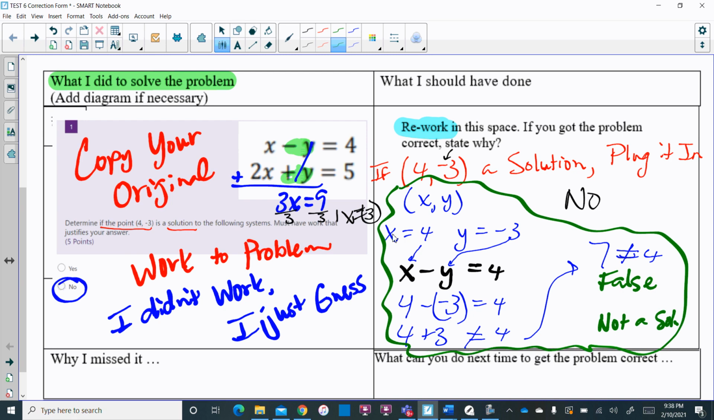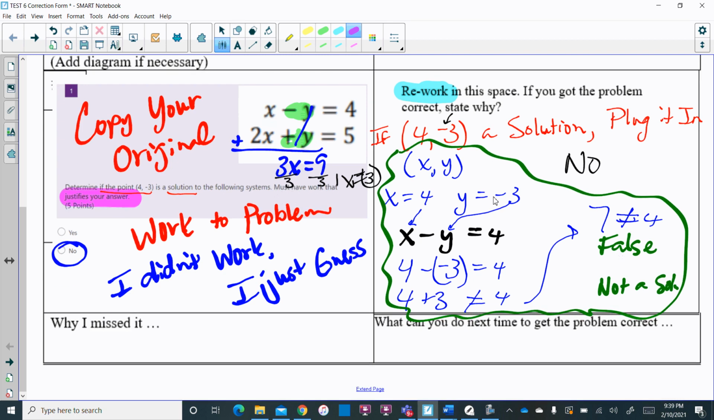And it says even right here, if you weren't too sure, justify your answer. And the justification is your work. Okay? So you rework in this space here. Then what you need to do, make sure you tell me why you missed it. And if you missed it because you didn't work it, you just guessed, be honest, tell me why. And then you need to tell me also, what can you do next time to get the problem correct? So how are you going to fix this misconception, this mishap? How are we going to do better? All right. Some of you might need to do the review, or you need to practice the problems more.